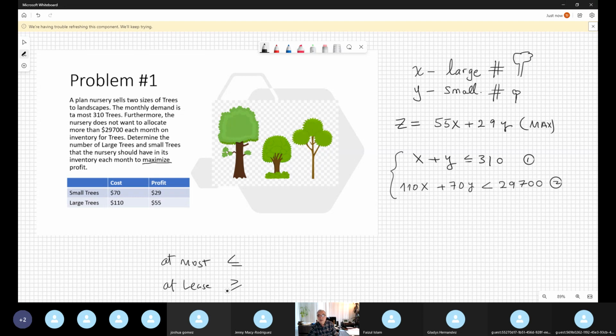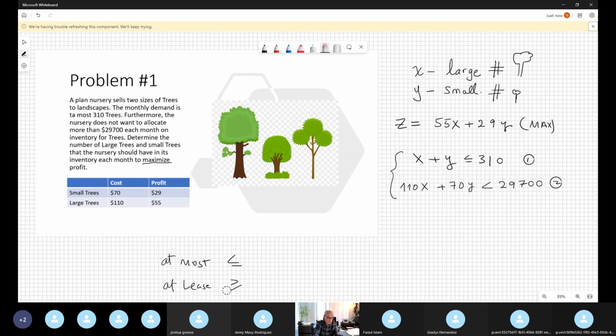I don't know, said at the end we have 5 large and 20 small, and this gives me the maximum profit. Wow. Surprise. This is the beauty of linear programming. Do you understand the equation and how I separate the constraints?